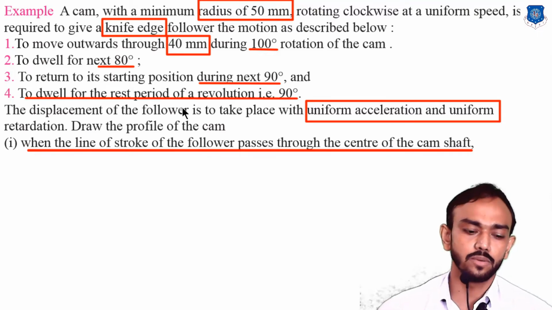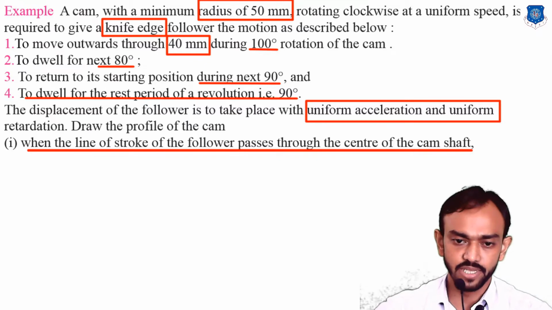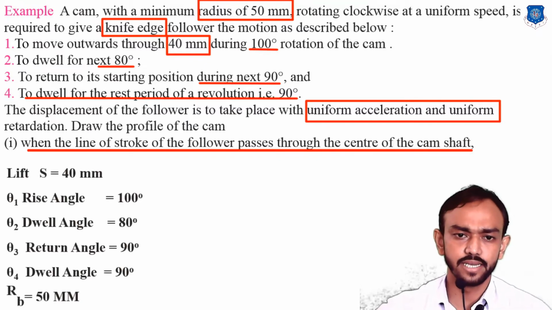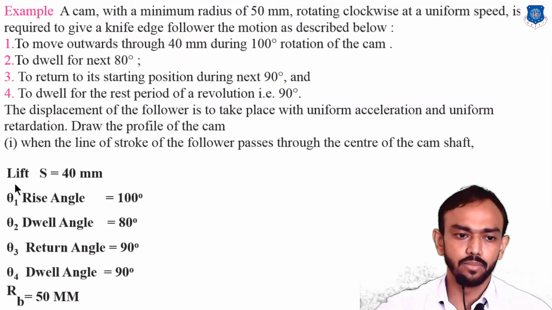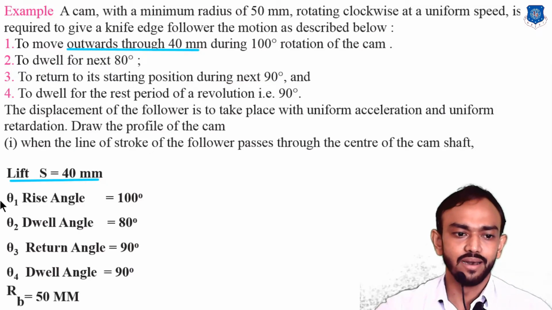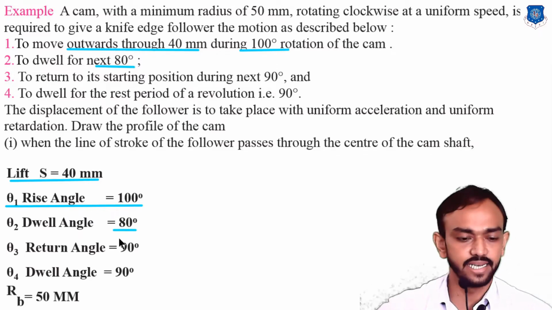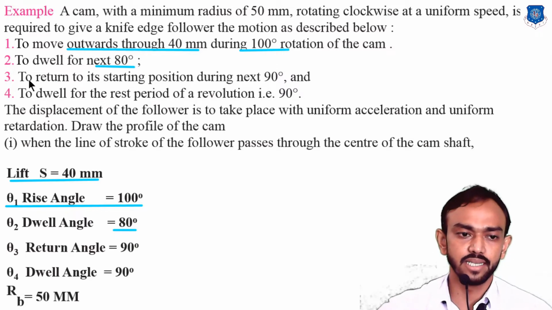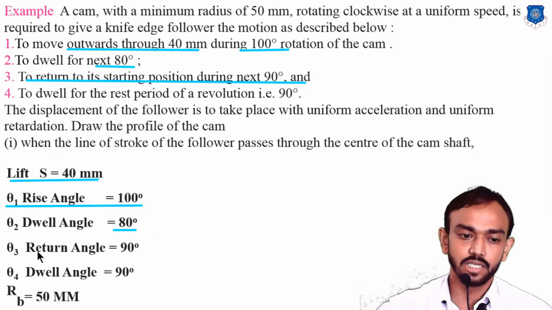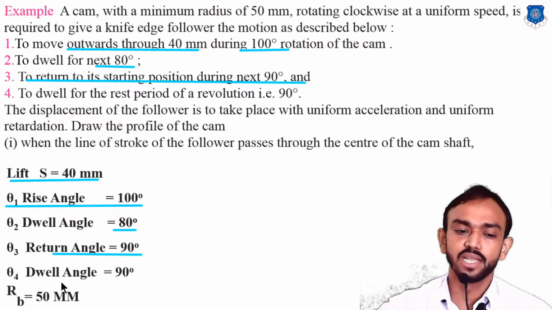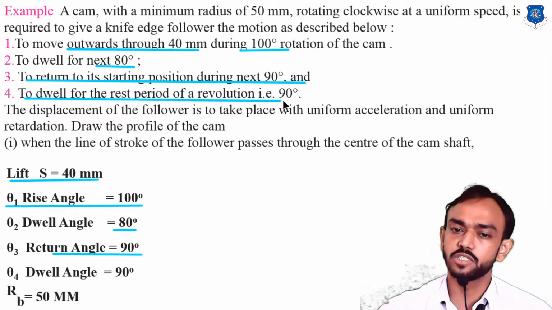Okay, let's start. First of all, what is the given data? You can see the lift is given as 40 mm, in the outward direction, and the rise angle theta 1 is 100 degrees. After that the dwell is 80 degrees, so dwell angle theta 2 is 80 degrees. Theta 3, to return to the starting position, is the return angle of 90 degrees. After that, dwell for the rest of the period.